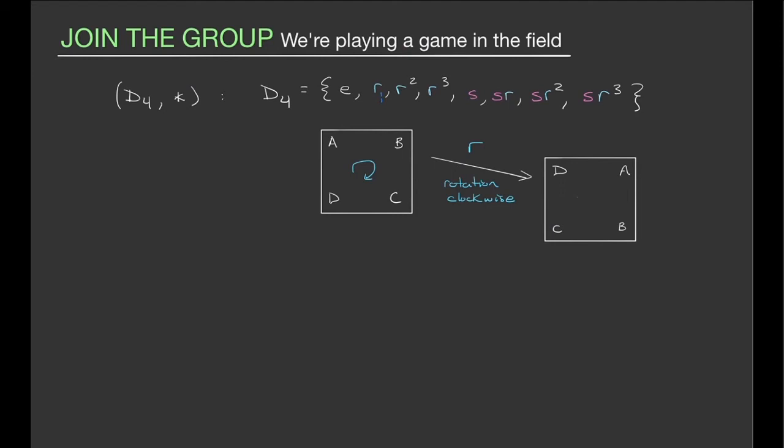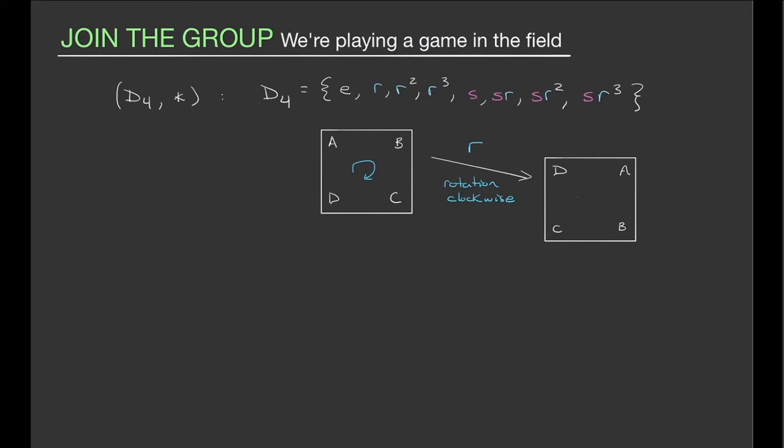Up here, we have R, R squared, and R cubed. What that will mean, and we'll give more explanation shortly, is that we do a rotation just once. Here we do it twice, so do a rotation once, and then do another rotation. Here we do a rotation once, then twice, then three times, and so on. Now you see an S in this set of elements.